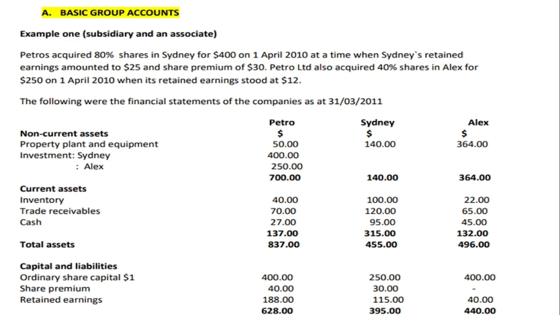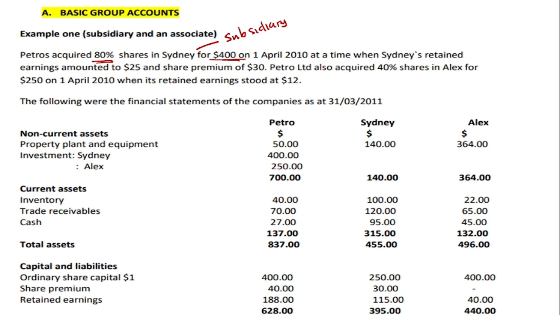So I would want just to quickly read through this basic example. This would help us to develop the capacity for the next question. So example 1 reads, Petros acquired 80% of the shares in Sidin for 400. Now already here it gives you a picture that Sidin is a subsidiary. Any company where you have 50 plus 1% shareholding is a subsidiary.